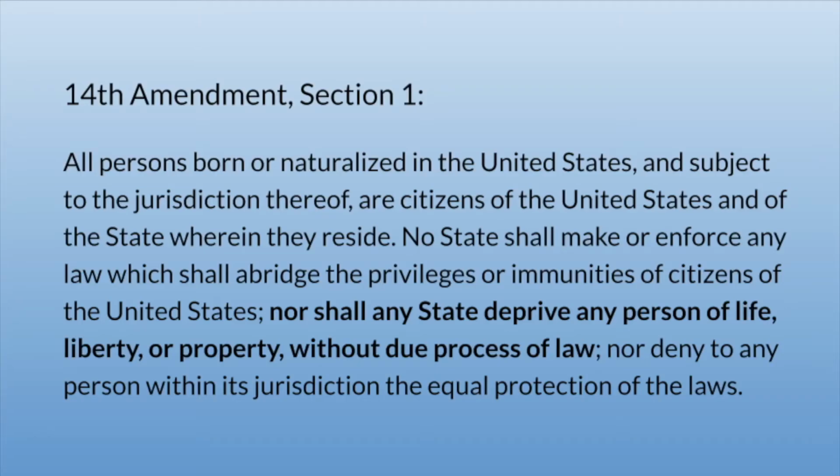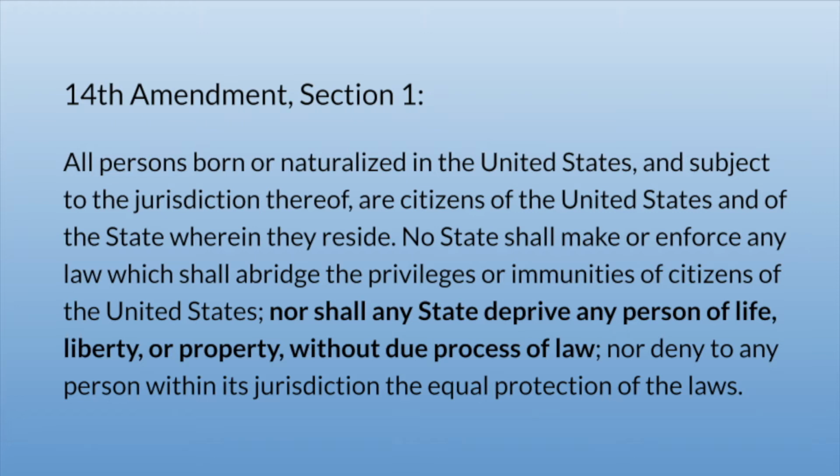The 14th Amendment to the Constitution was adopted after the Civil War to protect individual rights from interference by the states. One specific clause in the first section of the 14th Amendment prohibits the states from depriving any person of life, liberty, or property without due process of law. Generally, due process refers to fair procedures, but it's open to interpretation.